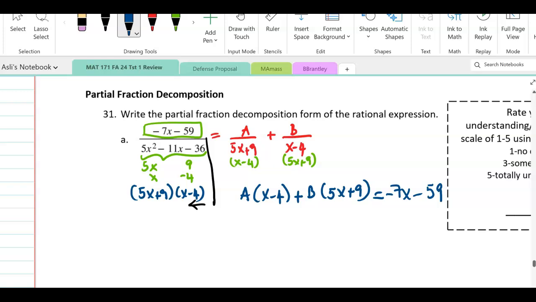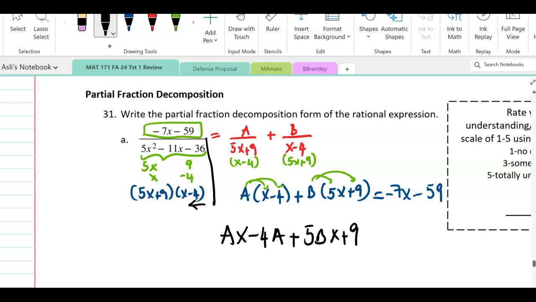So we need to distribute ax and bx and combine like terms. So let's do that. Right, so a times x minus 4a, 5bx plus 9b equals -7x minus 59. All right.